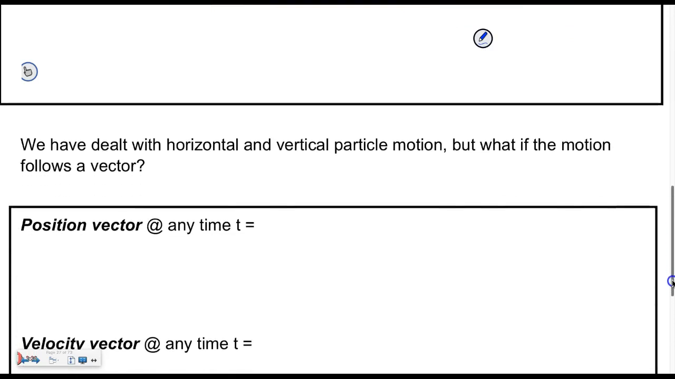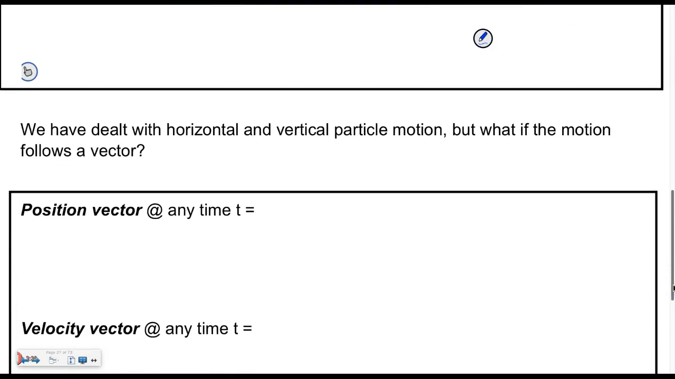So I'm going to go down here. It says we've dealt with horizontal and vertical particle motion. They'd always tell you you're moving along the x-axis, you're moving along the y-axis. But if it follows a vector, it just needs a little change. Usually the position will be called s of t, sometimes it's called r of t, but never will it be called x of t for parametric. All right, so it'll be one of those two.